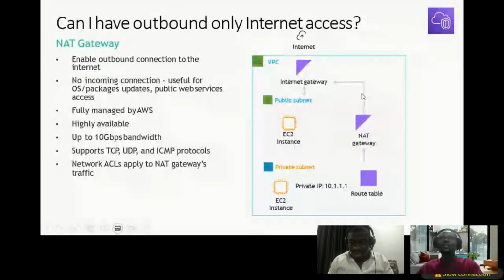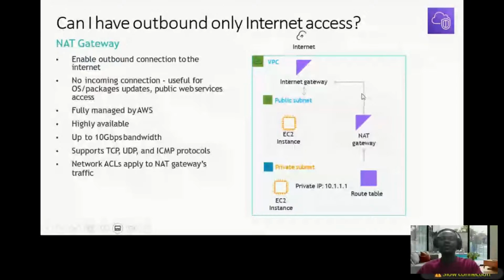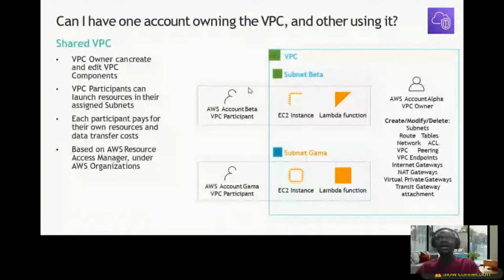Okay, so now another important question when it comes to VPC is, can I have one account owning the VPC and others using it? That is where shared VPC comes in. It enables you to share your own VPC, maybe in an AWS organization, with multiple accounts.